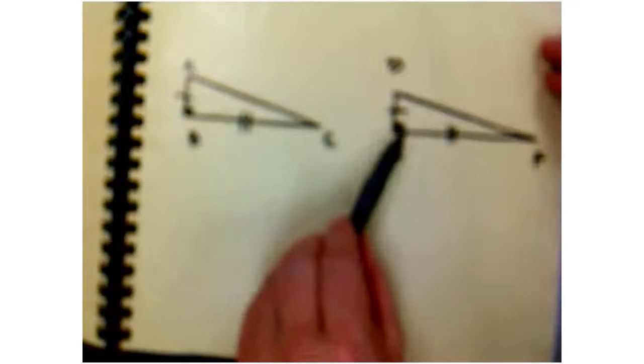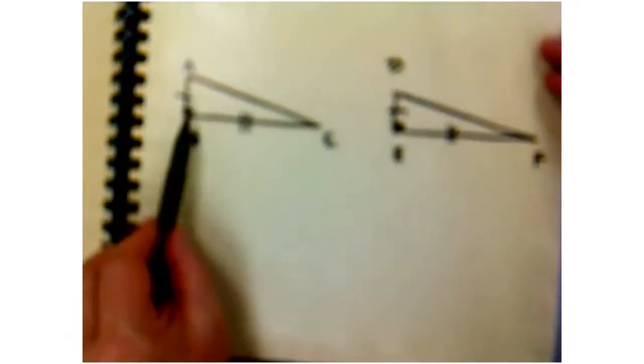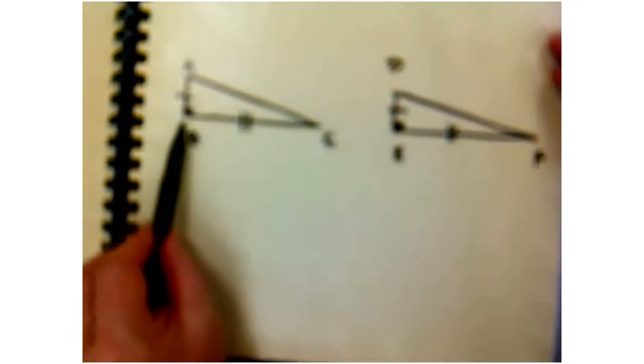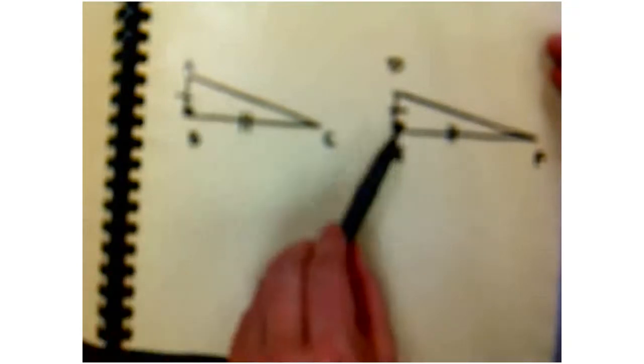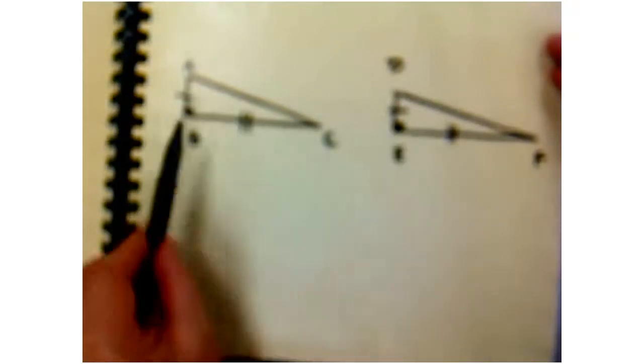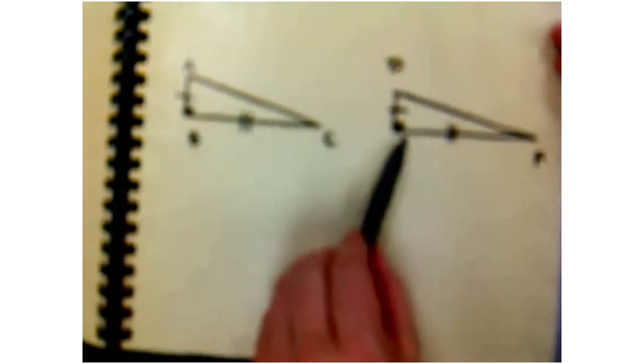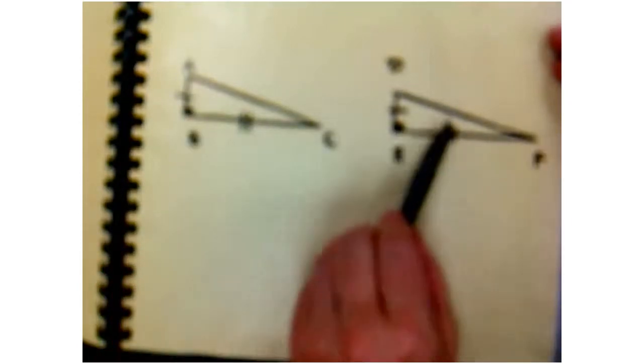My 90-degree angle indicators are showing congruency: 90 equals 90 at vertex B on the left and vertex E on the right. And then leg BC on the left triangle has 2 tick marks, and leg EF on the right has 2 tick marks. That's showing those 2 legs are congruent.